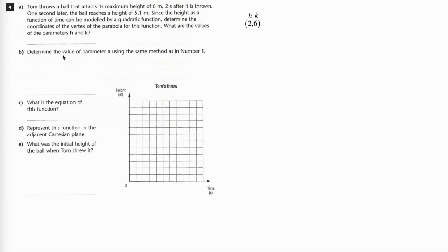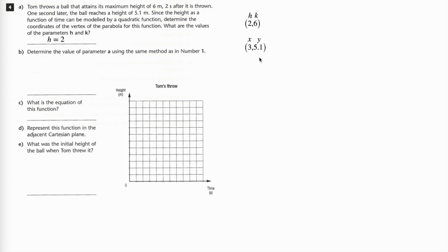All right, determine the value of parameter a using the same method as in number 1. We don't have a number 1, but find parameter a. So I'm going to use this other point that they say. The ball is thrown, after 2 seconds it reaches its maximum height, and then a second later, it has a height of 5.1. So a second after 2 seconds is 3 seconds, has a height of 5.1. So my x value is going to be 3, my y value is going to be 5.1.